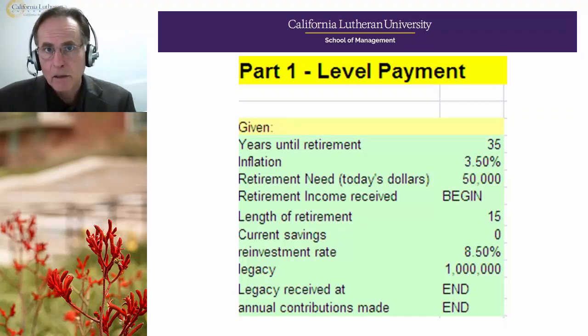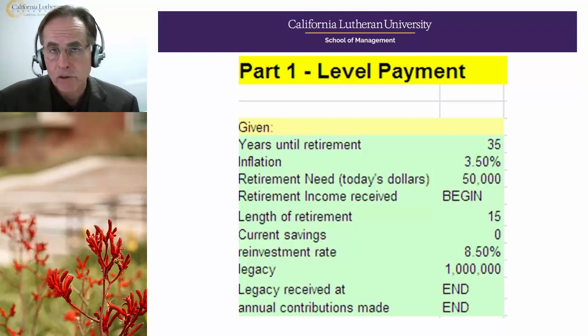The client has an expected longevity of 15 years in retirement. There are zero current savings. The reinvestment rate during that pre-retirement period is 8.5%. And for that matter, we'll just say a consistent 8.5% even into retirement. There is a legacy wish. In other words, the client would like to leave to their heirs a flat $1 million. And in this case, we're not going to assume that's going to increase by inflation.